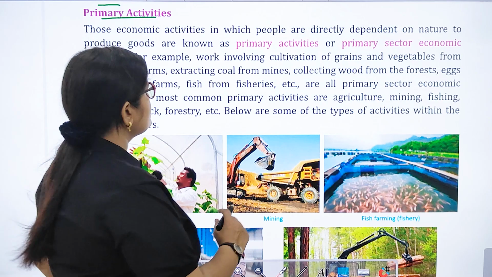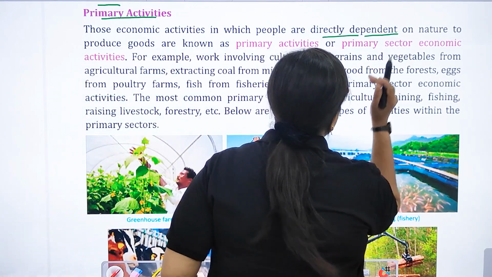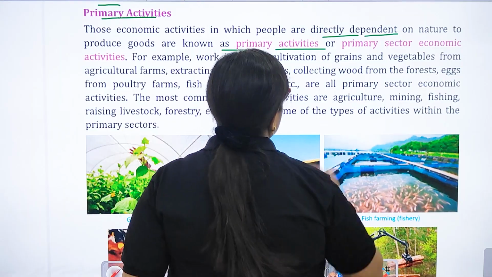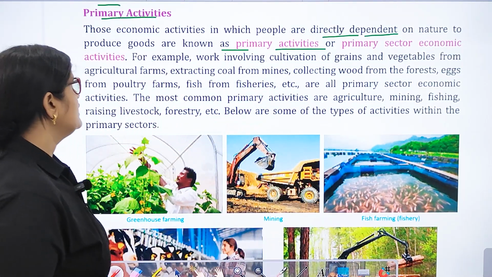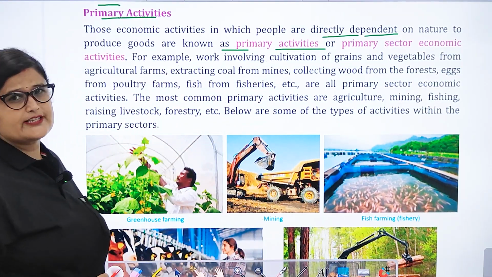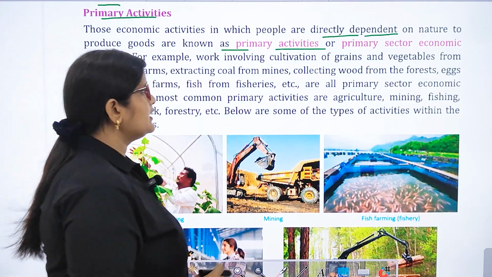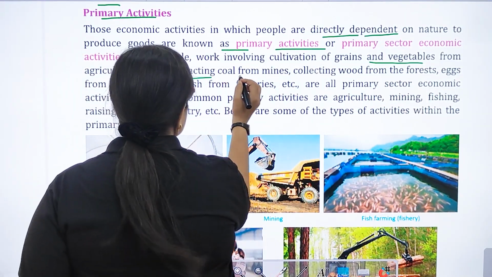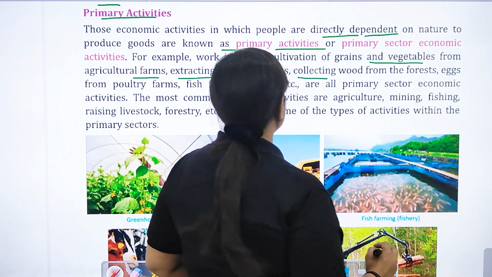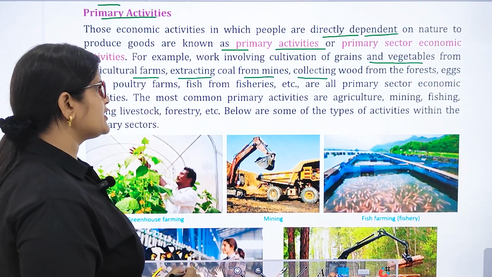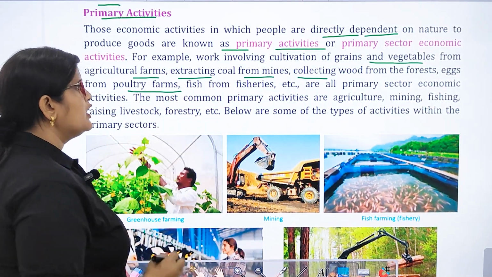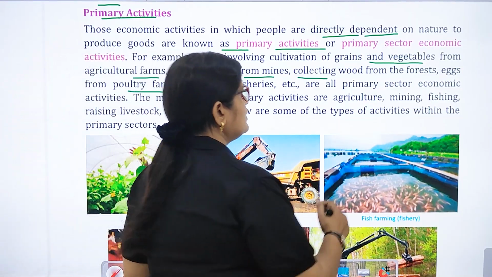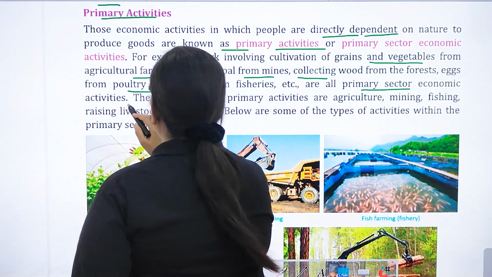Those economic activities in which people are directly dependent on nature to produce goods are known as primary activities or primary sector economic activities. For example, work involving cultivation of grains and vegetables from agricultural farms, extracting coal from mines, collecting wood from the forest, eggs from poultry farms, fish from fisheries, etc. are all primary sector economic activities.